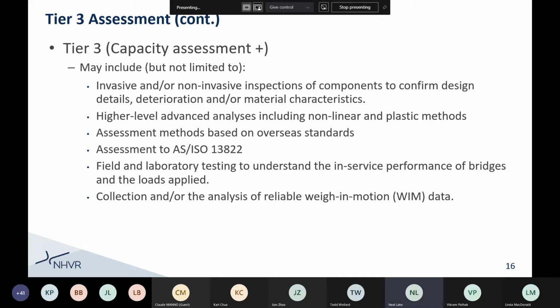We could also use tier 3 assessment to understand the sorts of loads that are going across the structure. Could be weigh-in-motion, that could be measurement of bridges to understand the loads. Yeah, there's lots of different things that tier 3 assessment could include.